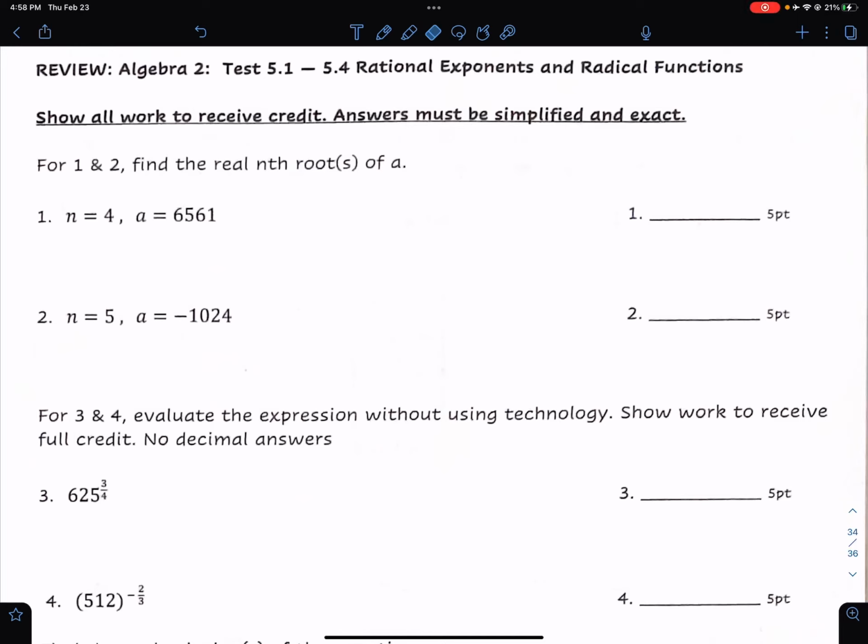Okay, everyone, let's go ahead and get started with the review. This is working on the test for rational exponents and radical functions. And I am going to go ahead and go through the entire review, okay?